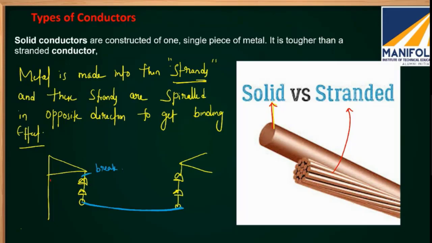So when you go for stranded conductors, they have more flexibility, so that they can be easily bent. Stranded conductors are easy to bend and they can be easily hung between the two towers. Understand?